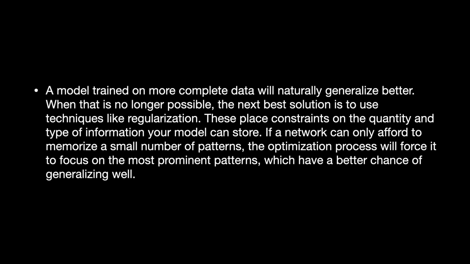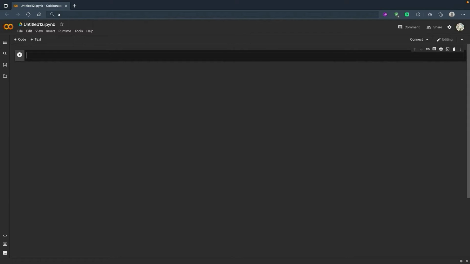When that is no longer possible, the next best solution is to use techniques like regularization. These place constraints on the quantity and type of information your model can store. If a network can only afford to memorize a small number of patterns, the optimization process will force it to focus on the most prominent patterns, which have a better chance of generalizing well. In this notebook, you'll explore several common regularization techniques and use them to improve on a classification model.